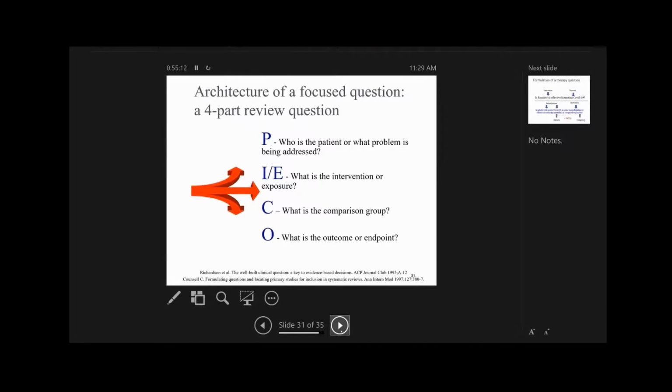Okay, PICO is how we think about it. P stands for who is the patient, what's the problem being addressed. I or E stands for what is the intervention or exposure that you care about. C, what is the comparison group that you care about? And O, what is the big outcome or endpoint that you care about? If your question does not define these PICO components, then it's a fuzzy question that cannot easily be answered. Okay. Now let me show you a couple of examples and then we close.